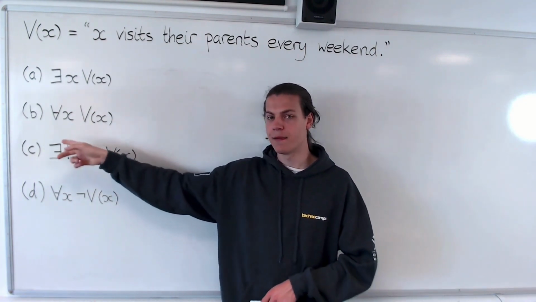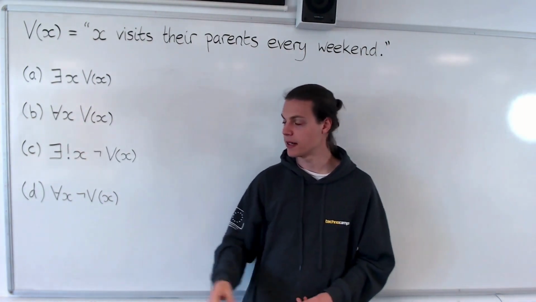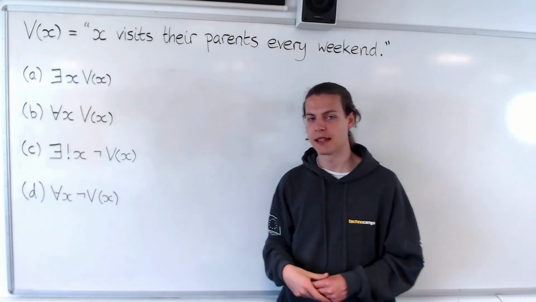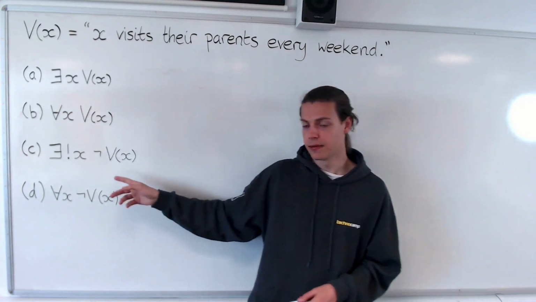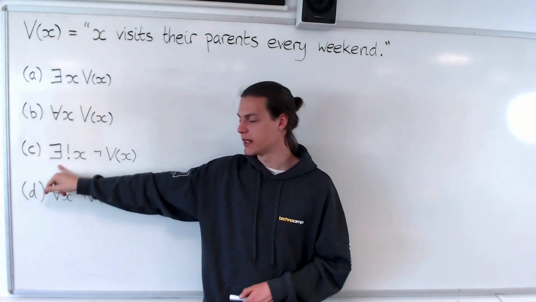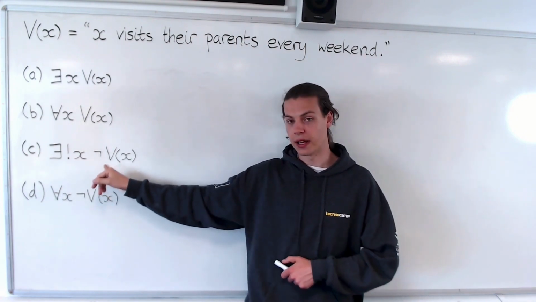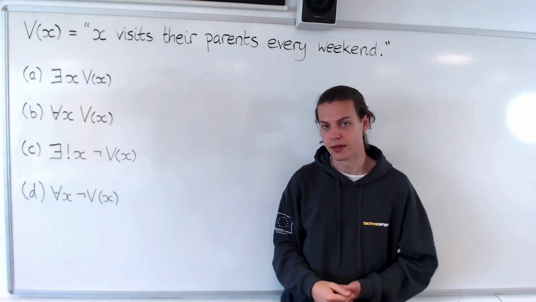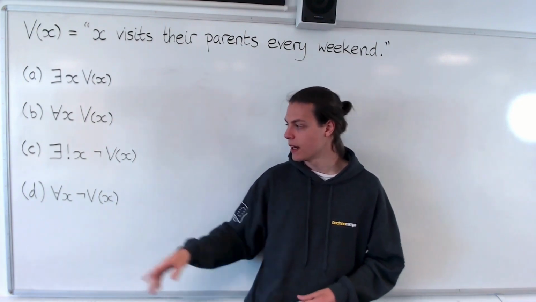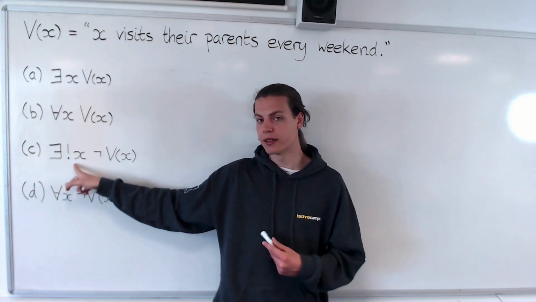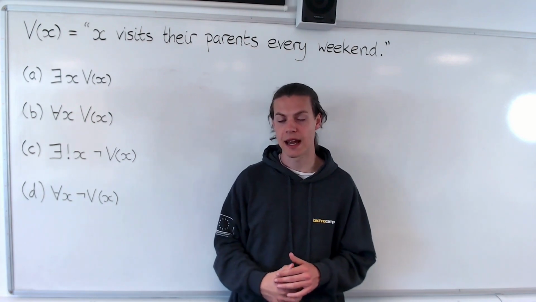B says for all x, V of x is true. So that says that every student visits their parents every weekend. C says there exists a unique x such that it is not the case that V of x is true. So in natural English, this says that there is only one student that does not visit their parents every weekend.